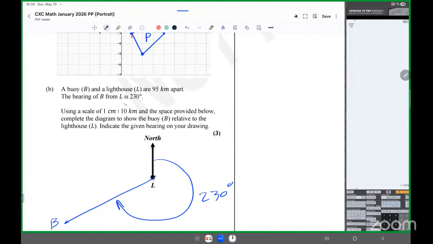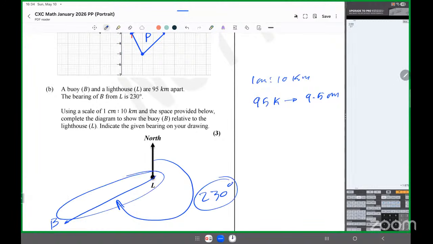It says use a scale of 1 centimeter to 10 kilometers. So it means that the 95 kilometers, if you're using 1 centimeter to 10 kilometers, is going to be a 9.5 centimeter line. You see that? 9.5 centimeters. So we need to construct a 230 degrees angle and a line that is 9.5 centimeters. That's what you want. So when you're done, it's supposed to look like this.